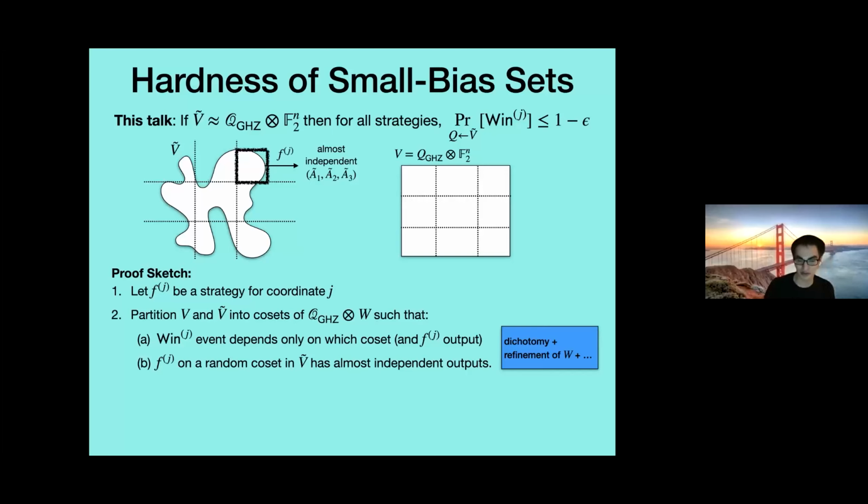But it's related to this dichotomy thing that I said earlier, where either the strategy has independent outputs, or each player's strategy is correlated with a linear function. And if it's correlated with the linear function, then you can subdivide your partition and make progress. And then there's some more work to do.